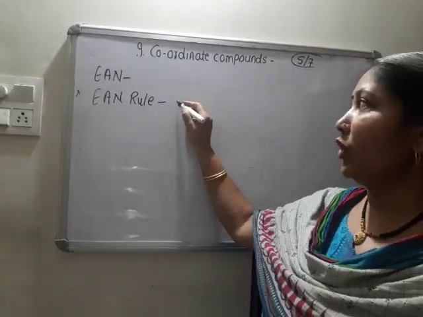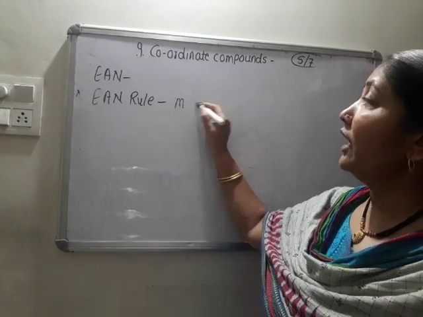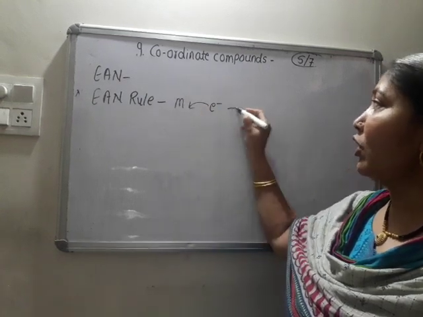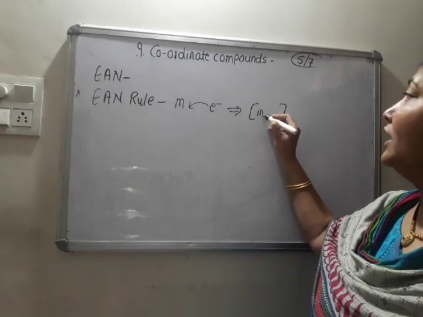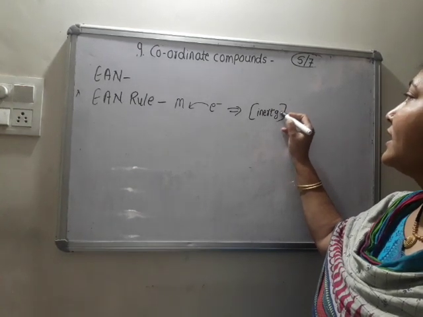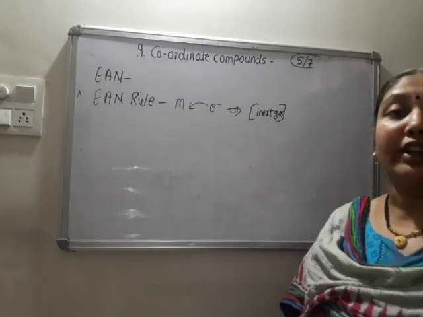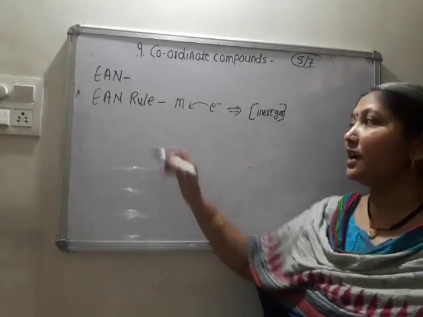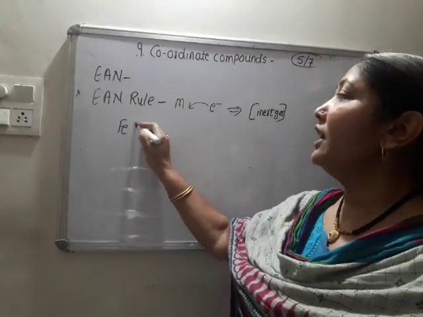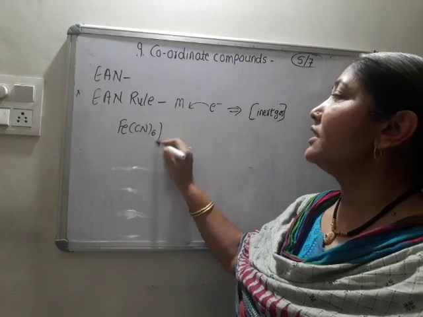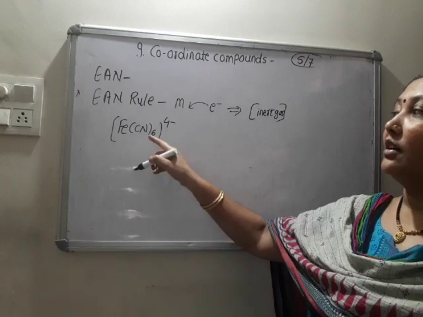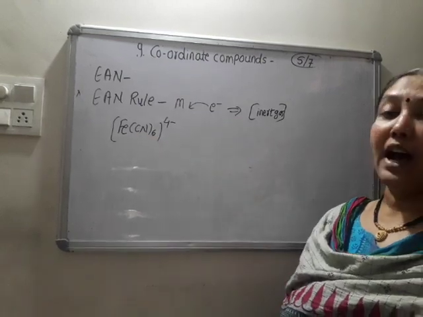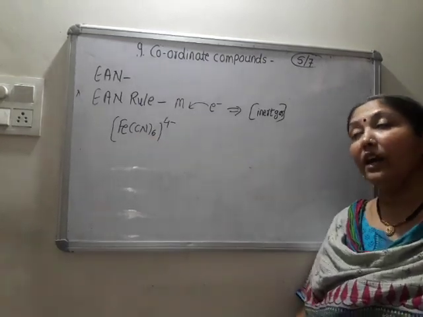Metal continues accepting electrons till its configuration becomes like the next inert gas. For example, Fe(CN)6 4 minus. This is the compound, and they asked us to find the EAN of Fe.